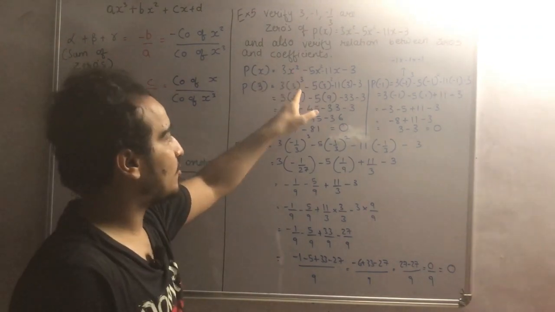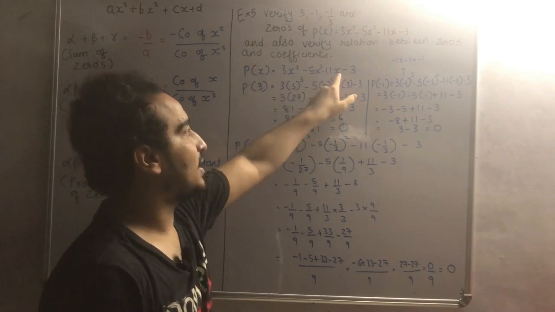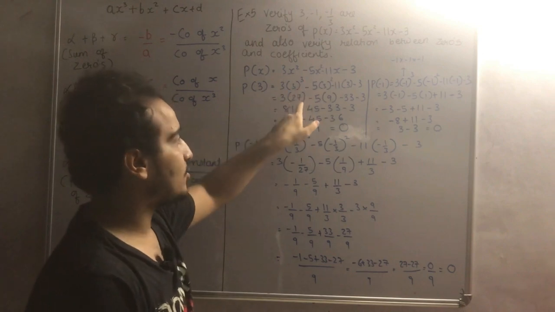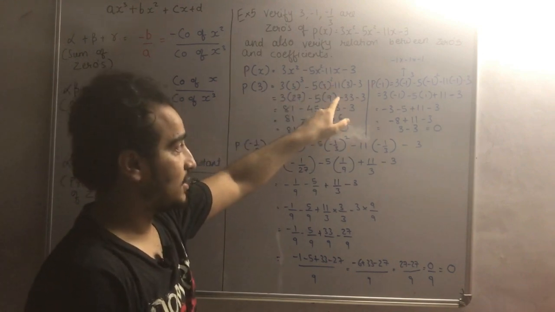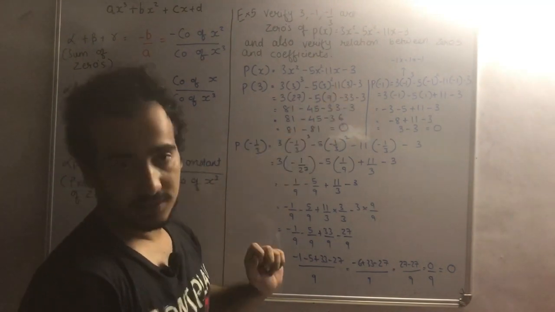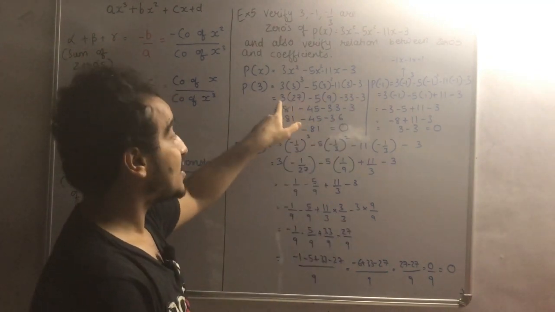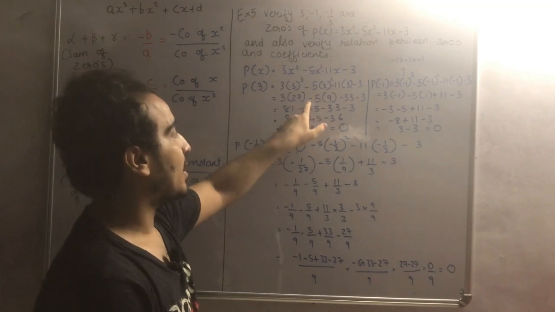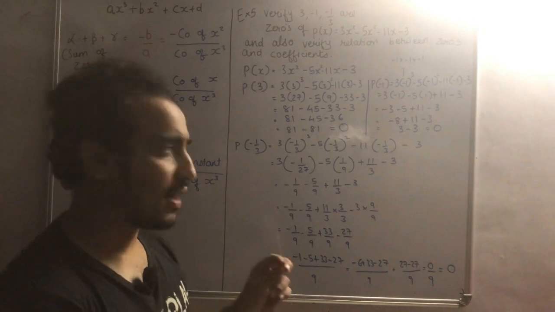So instead of x we have to put 3, in every place. Now the cube of 3 is 27. The square of 3 is 9. 11 threes are 33. Minus plus minus. Now minus 3 we will keep as it is. So now 27 into 3 is 81. Minus 9 fives are 45. Minus plus minus. Minus 33, and minus 3 we will keep as it is.